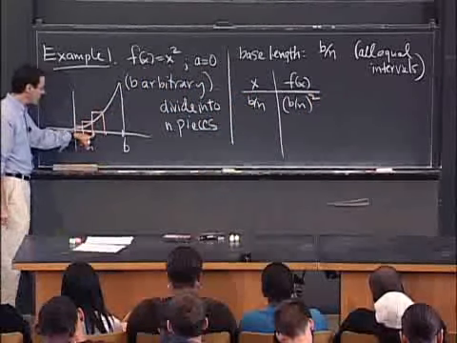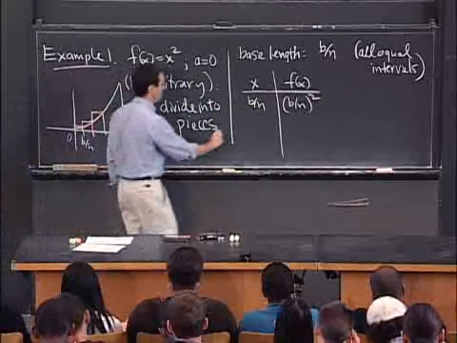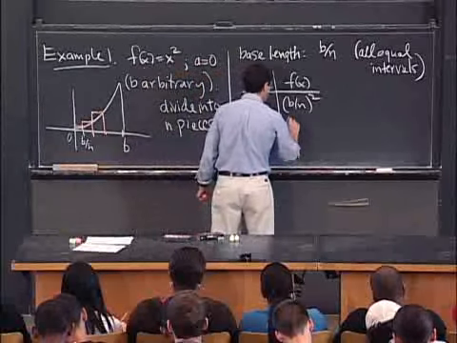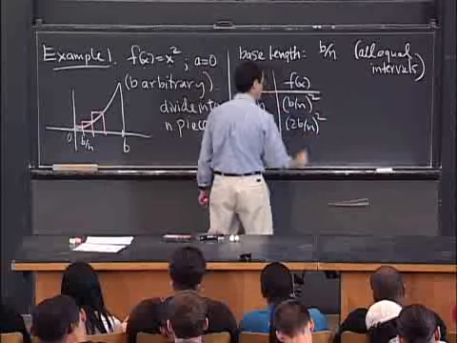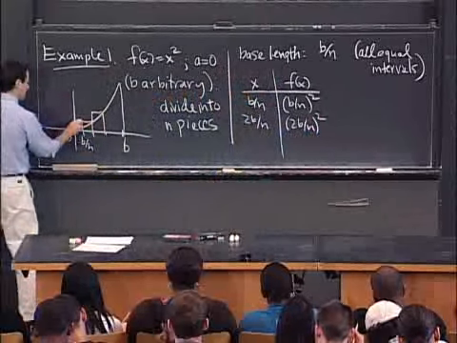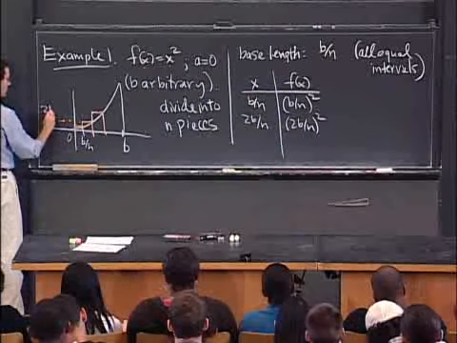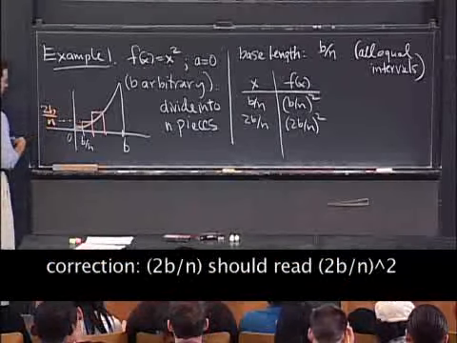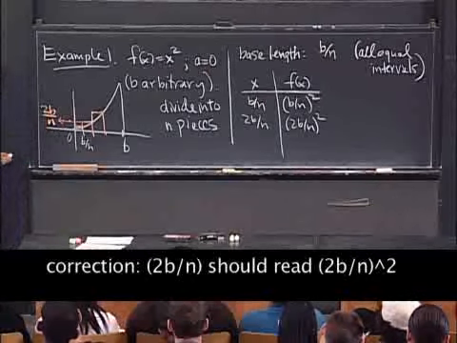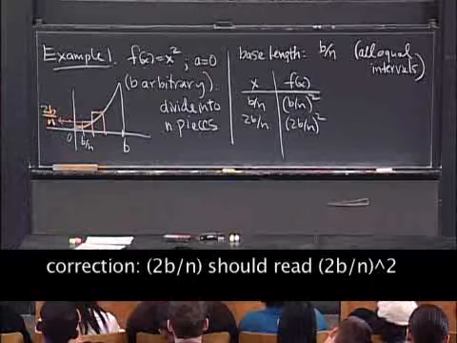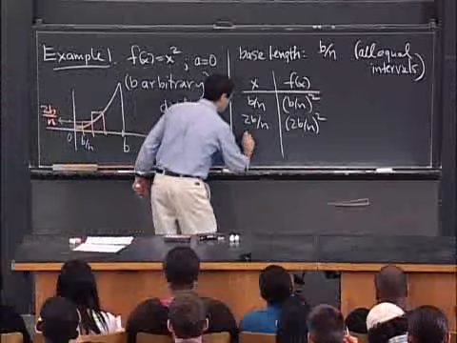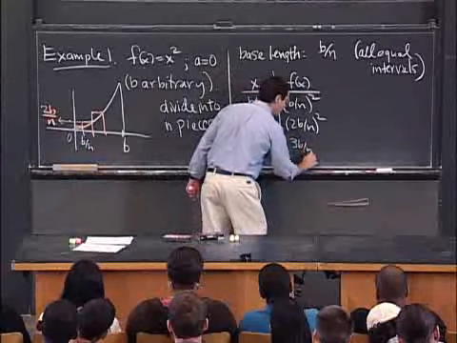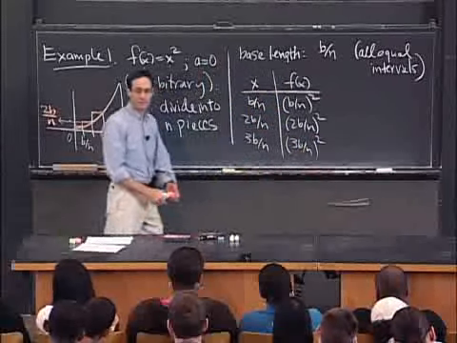And similarly, the next one is 2b over n. And the value here is 2b over n, the quantity squared. Right? That's this height here is 2b divided by n. That's the second rectangle. And I'll write down one more, 3b over n. That's the third one, and the height is 3b over n, the quantity squared, and so forth.